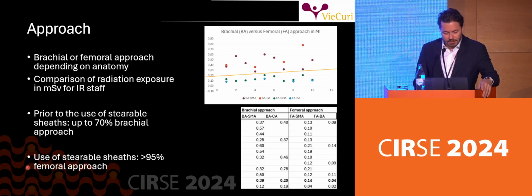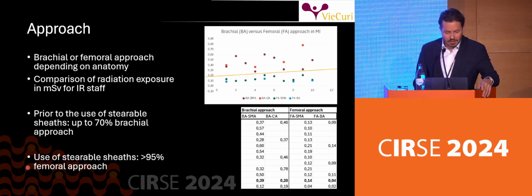Important evaluation in these patients can also be what you are going to do with the approach. It's going to be a brachial or a femoral approach. You can consider extending your CT imaging to the thorax to know if you have a safe access if you want to go to the brachial approach.